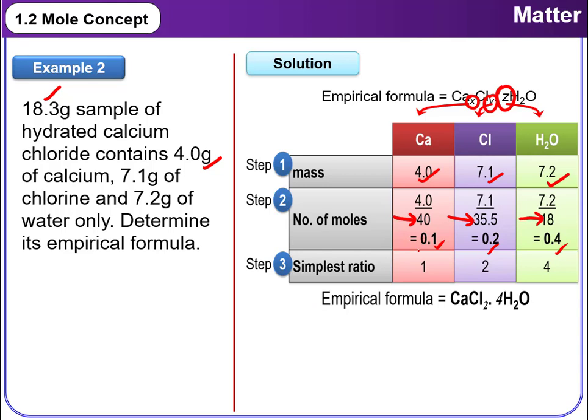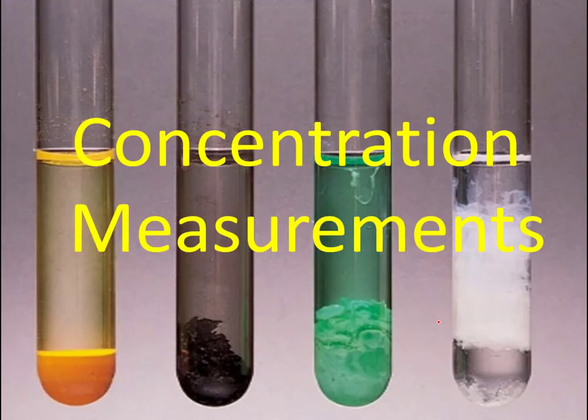0.1 divided by 0.1 equals 1. 0.2 divided by 0.1 equals 2. 0.4 divided by 0.1 equals 4. So the answer is 1, 2, and 4. So this is how you write the empirical formula of your hydrated calcium chloride.